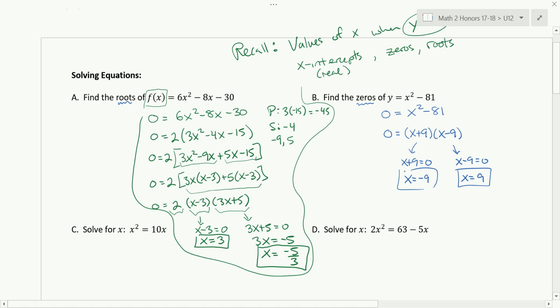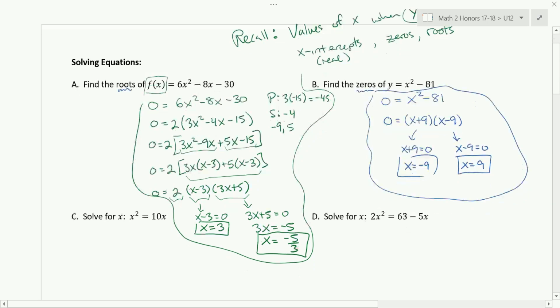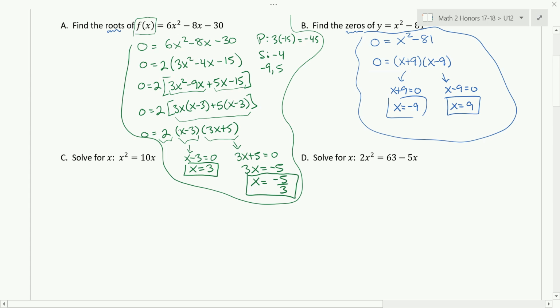Okay. This is one that solving by completing the square may be a quicker method too, that you add 81 to both sides and take the square root and you get plus or minus 9. But practice that factoring. It's a good thing for you to get a good handle on that, okay? Part C.